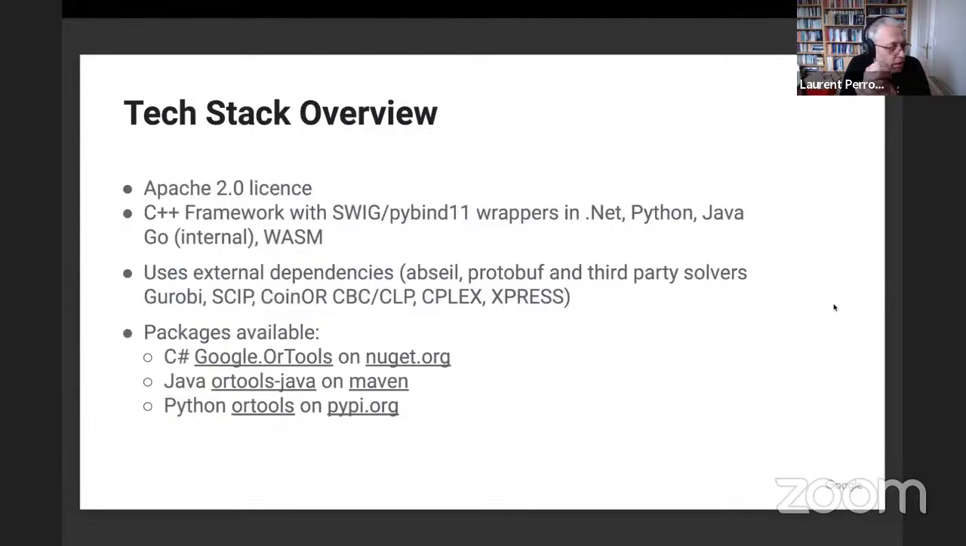We have wrappers in .NET, Python, Java, WASM. We have some dependencies. We mostly depend on external third-party solvers because some of them are really worth it. So Gurobi, SCIP, Coin, Simplex, Xpress. It's, as I said, available in C#, Java, and Python.